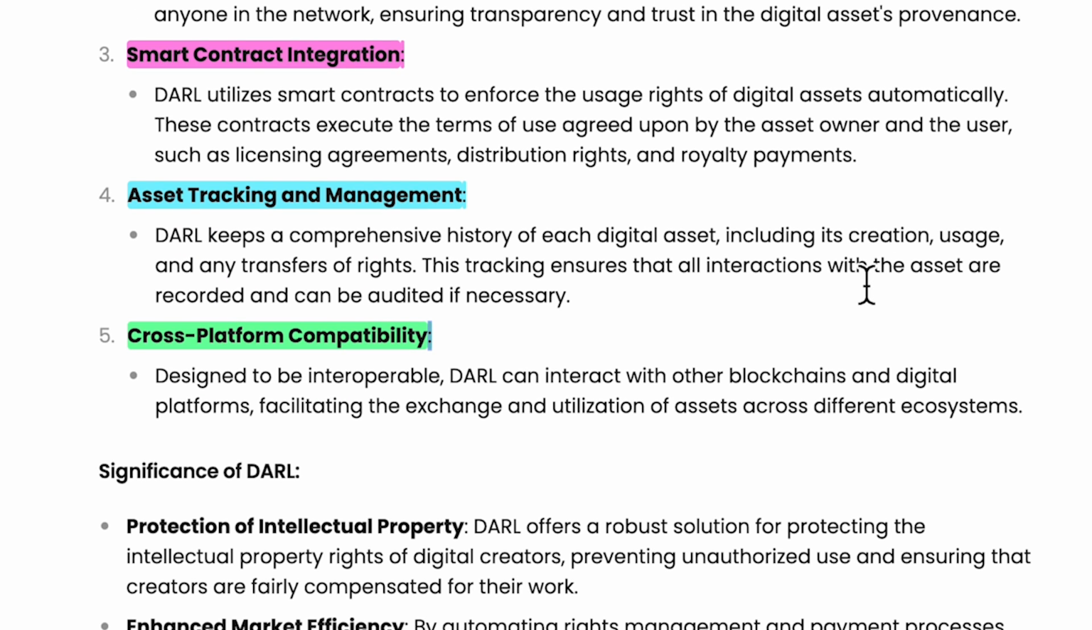Asset tracking and management. DARL keeps a comprehensive history of each digital asset, including its creation, usage, and any transfer of rights. This tracking ensures that all interactions with the asset are recorded and can be audited if necessary, and then cross-platform compatibility. Designed to be interoperable, DARL can interact with other blockchains and digital platforms, facilitating the exchange and utilization of assets across different ecosystems.